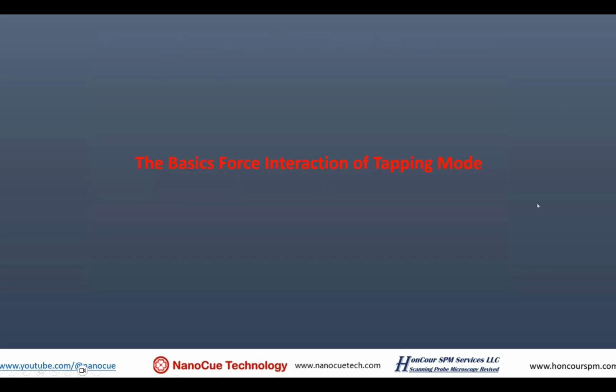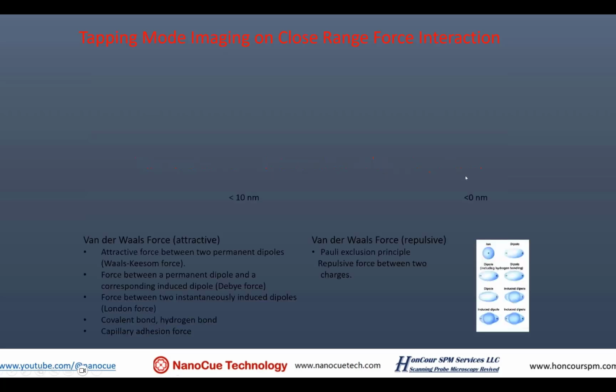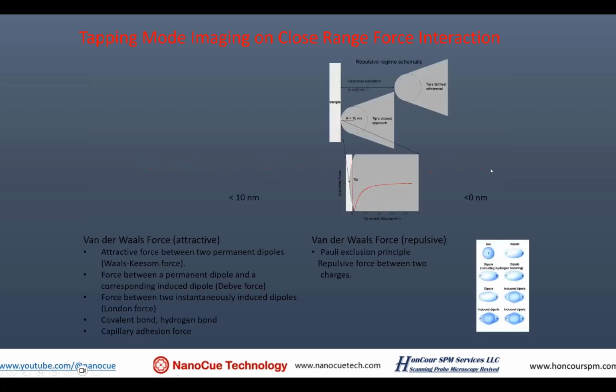Okay. So basic force interaction of tapping mode. Tapping mode is based on the actual force interaction between the physical tip and the physical sample. When tip and sample get very close to each other, they're actually experiencing strong attractive force and then quickly turn into strong repulsive force. And this strong attractive force and repulsive force when tip and sample are at very close distance are the basic forces that we use to do tapping mode and non-contact mode.